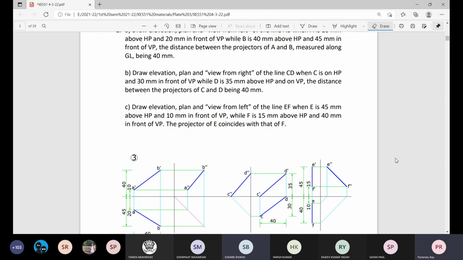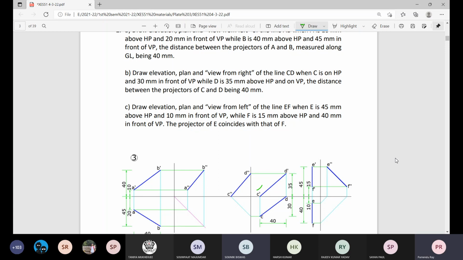C is located on the horizontal plane. So its elevation is on the ground line, and D is located on the vertical plane. Its plan is on the ground line. So simply, even if you cannot visualize, at least mechanically you try to understand that a point on HP means there is no height of the point. Height is available in elevation. So elevation distance will be 0 from the GL. So C dash is on the HP, on the ground line.